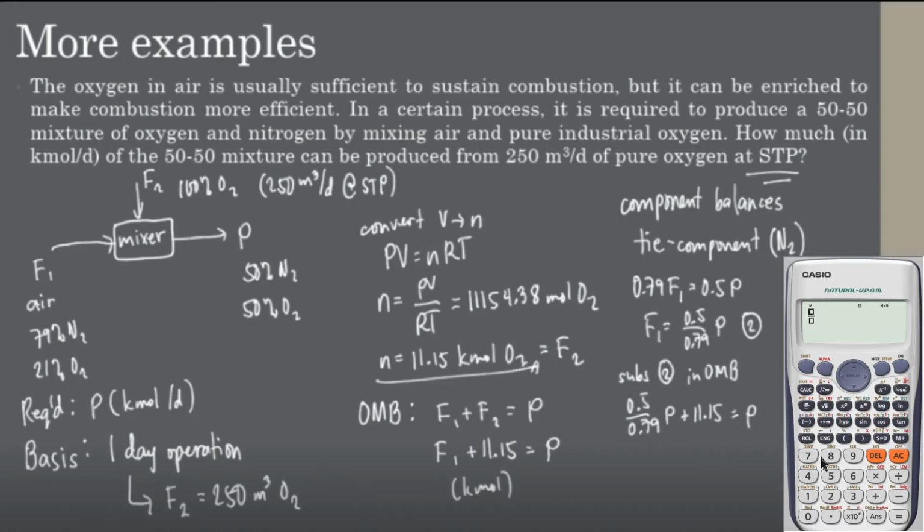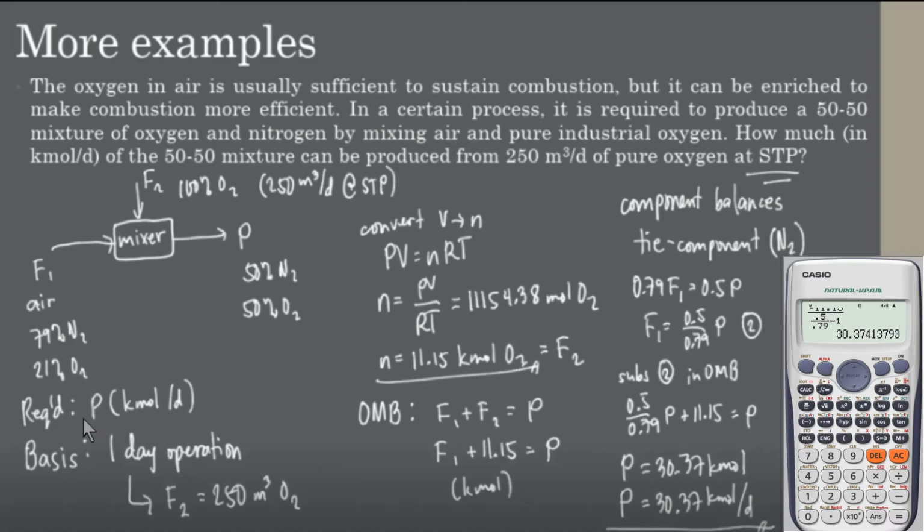Rearranging, this becomes negative 11.15 divided by 0.5 over 0.79 minus 1. P is 30.37 kilomoles. Since our basis is 1 day of operation, we can say that the flow rate of our product is 30.37 kilomoles per day. That is our final answer.